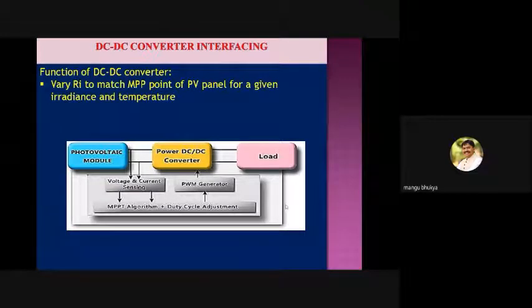Protecting the battery is very critical. If PV power is available and you go on overcharging the battery, the battery will blast. Gases will evolve from the sulfuric acid, which is very dangerous for our naked eye. So you have to protect the battery from overcharge. You can store the energy only up to the maximum voltage, that is 13.8 volts.